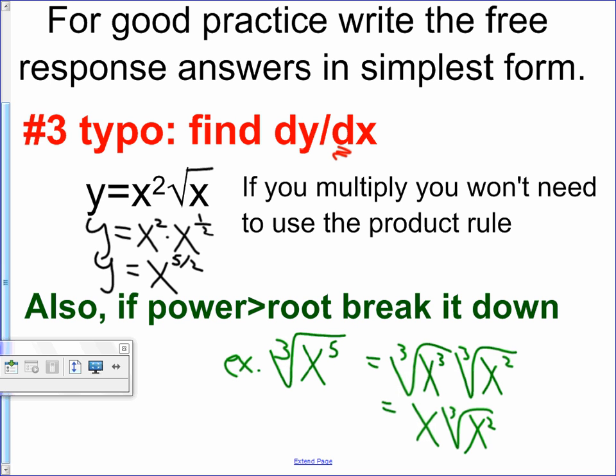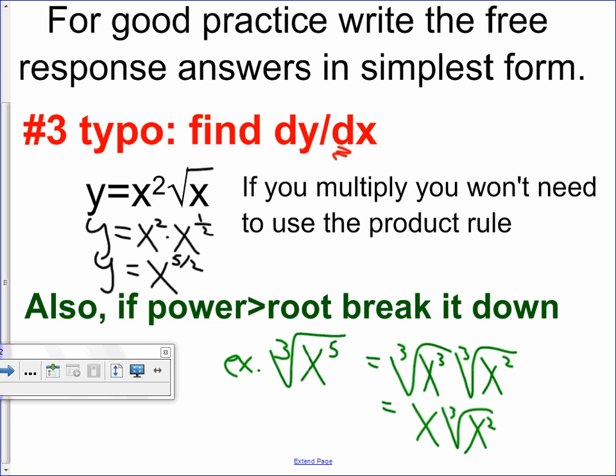They could break down the cube root of x to the 5th as the cube root of x cubed times the cube root of x squared. You see that you can do that? Anytime that power is greater, you can break it down and say, oh, the cube root of x cubed is just x. So don't get discouraged if you don't see your answer. If you don't see your answer there, see if you can break down the radical. If that power is greater than the root, you can break it down. All right? Does that make sense? Or do you need me to clarify that? Like, you got that? Yeah?